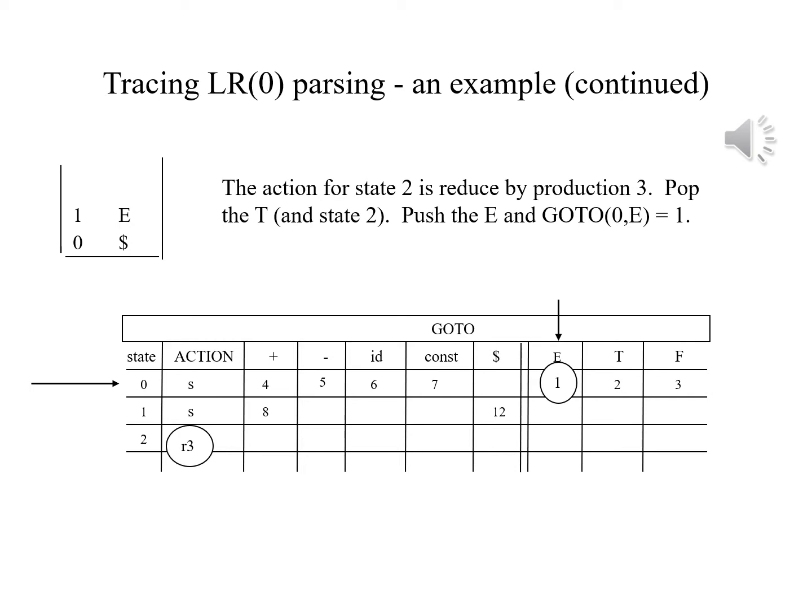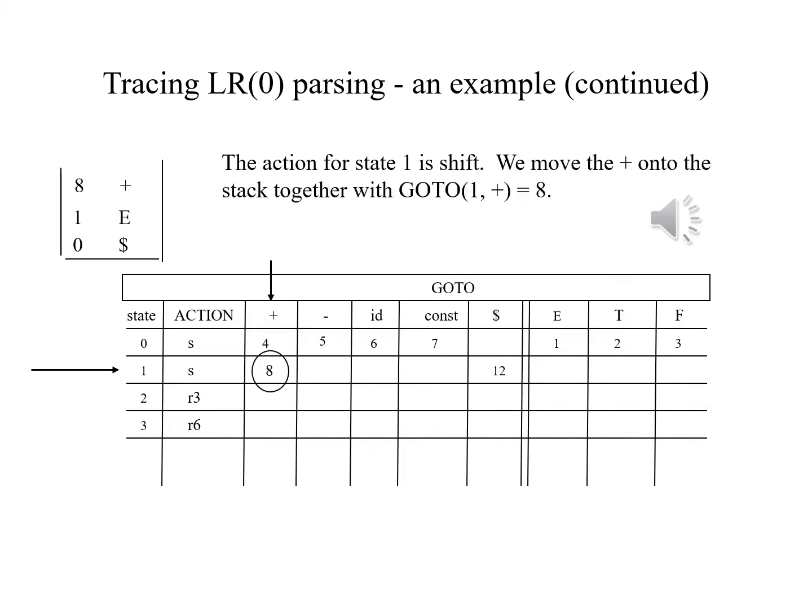The action, as we can see in the table, for state 2 is reduce by production 3. E derives T. There's only one item to pop from the right-hand side, T along with state 2. We will then push an E, which is from the left-hand side, together with the goto of state 0 and E. That will take us to state 1. The action in state 1 is shift. We move the plus sign onto the stack. At the same time, goto of state 1 and plus will take us to state 8.